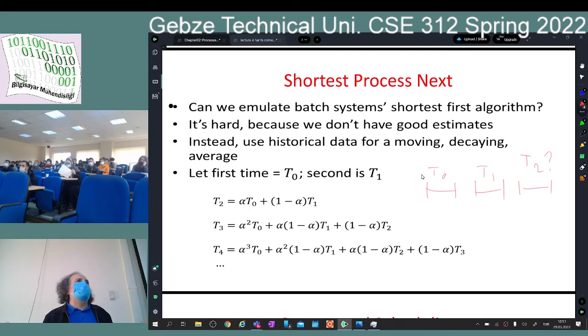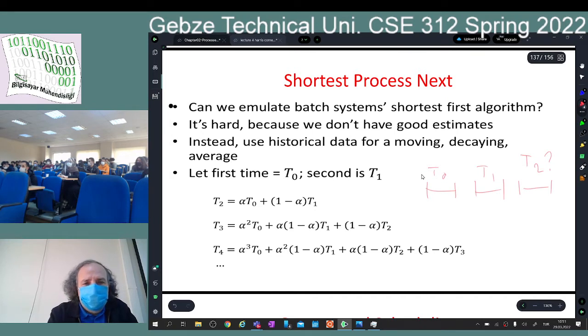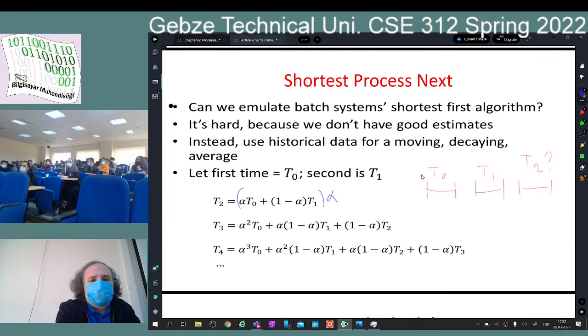If it is long, then lower its priority. If it is short, make its priority high. So I have three numbers. After the process runs, I have three numbers, and I keep running this formula. Remember, this becomes my T2 now. I can multiply this T2 by alpha again, and it turns out that my T3 is going to be this way.